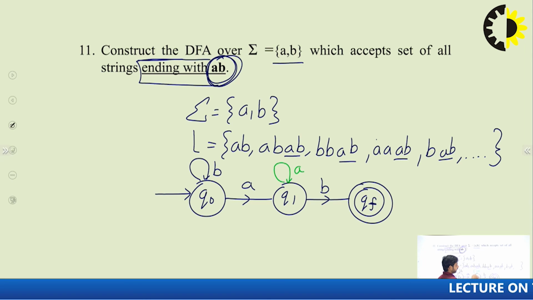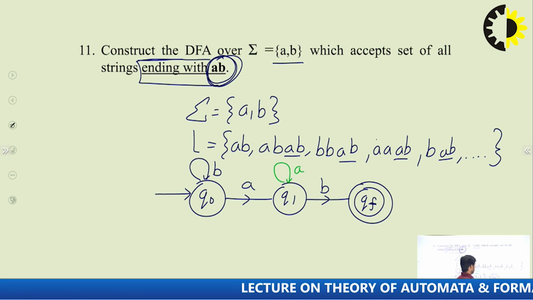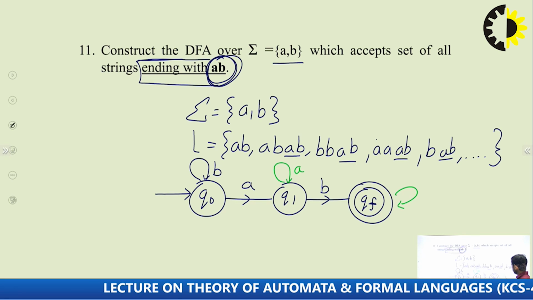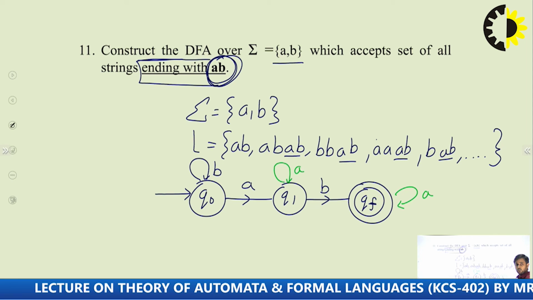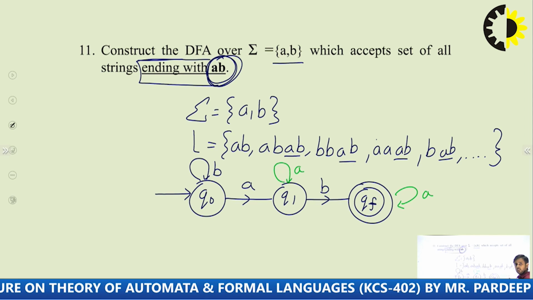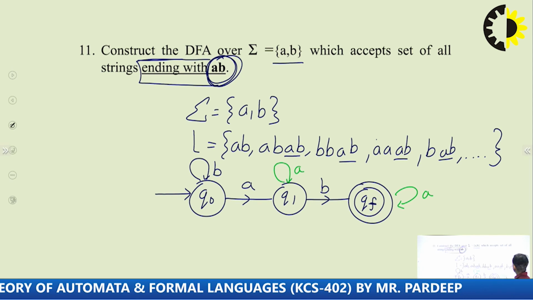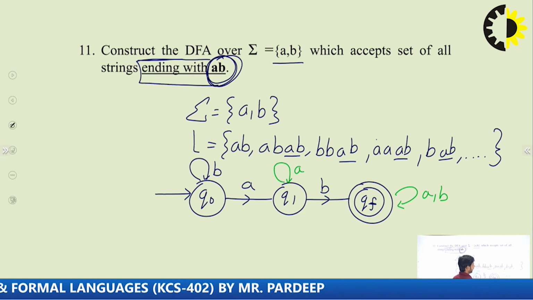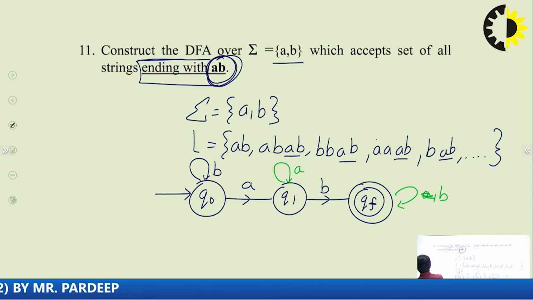N times of A and B, still ends with AB. Now Q node is defined, Q1 is defined. Now at QF, if I make a loop of A here, then it will end with AA or BA. So this is not correct. Or if I write only B instead of A, then it will end with BB. So this is not correct. So just remove it.